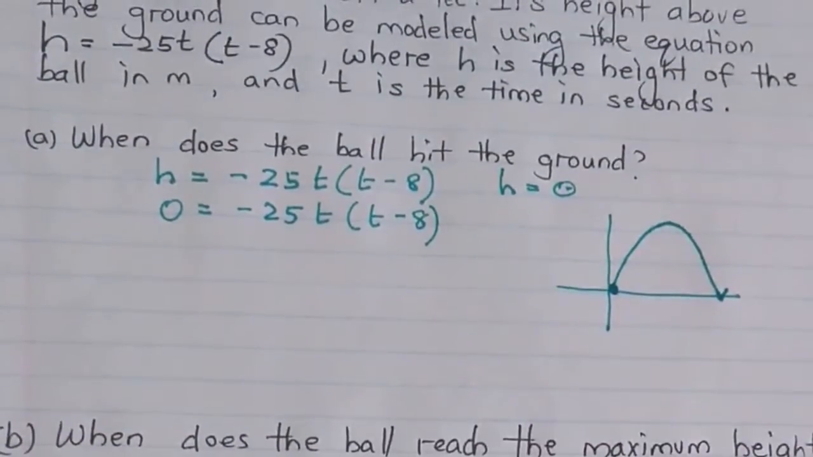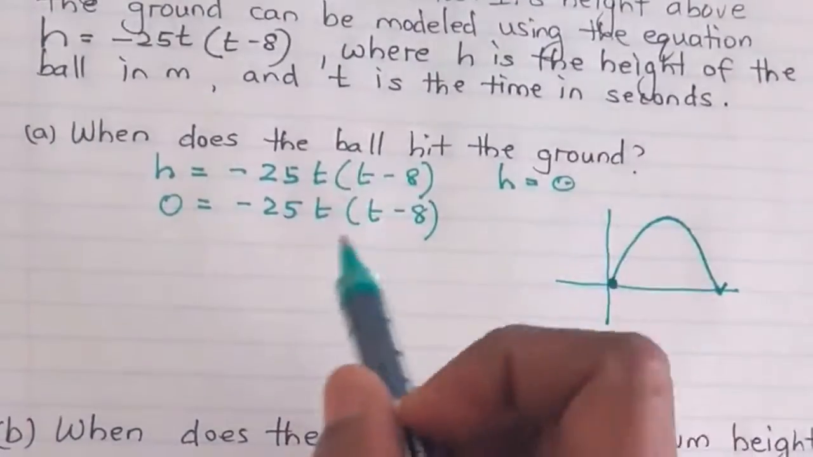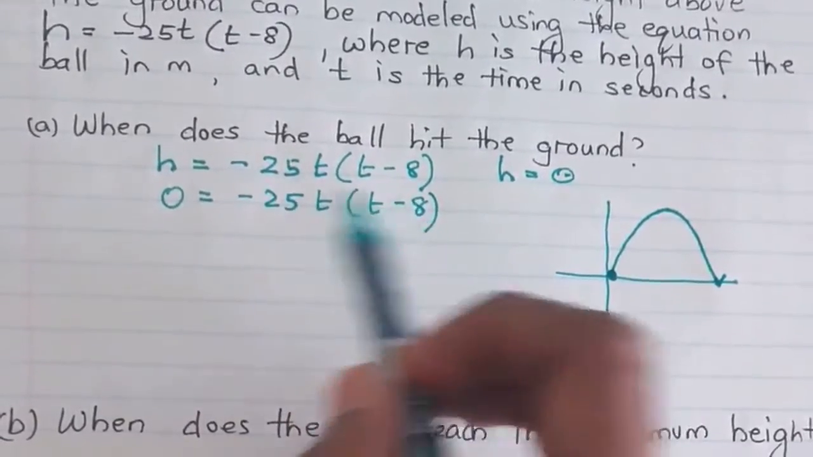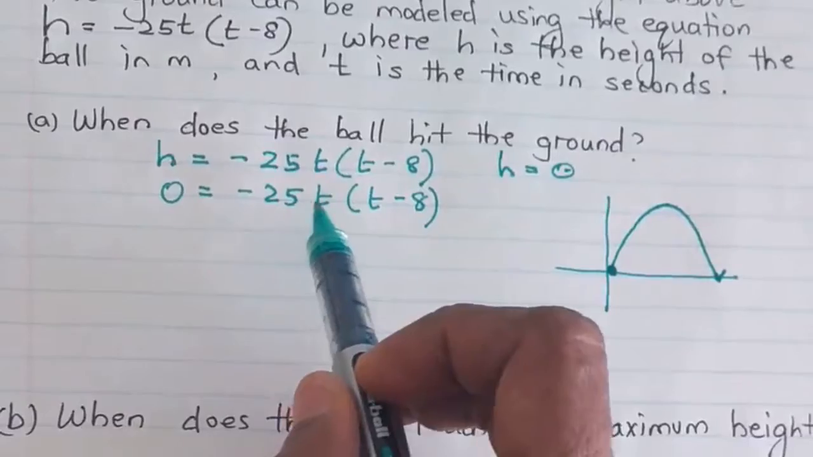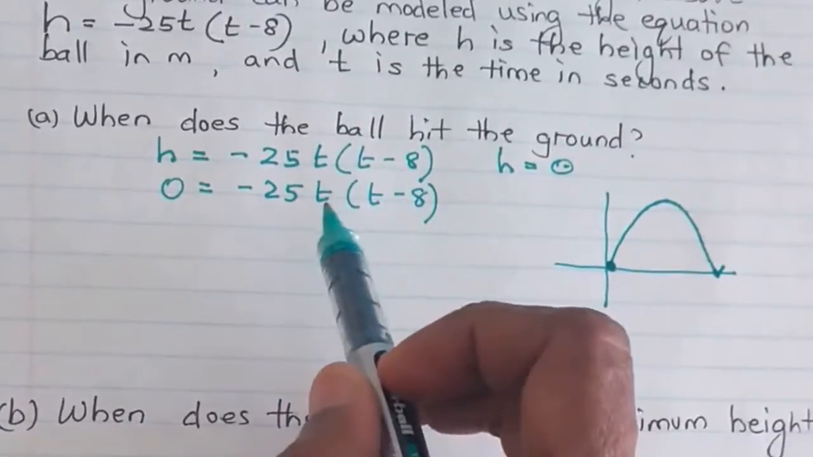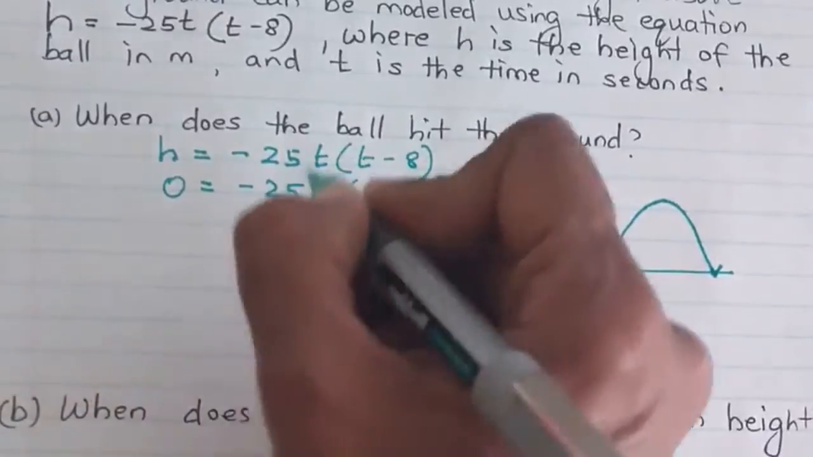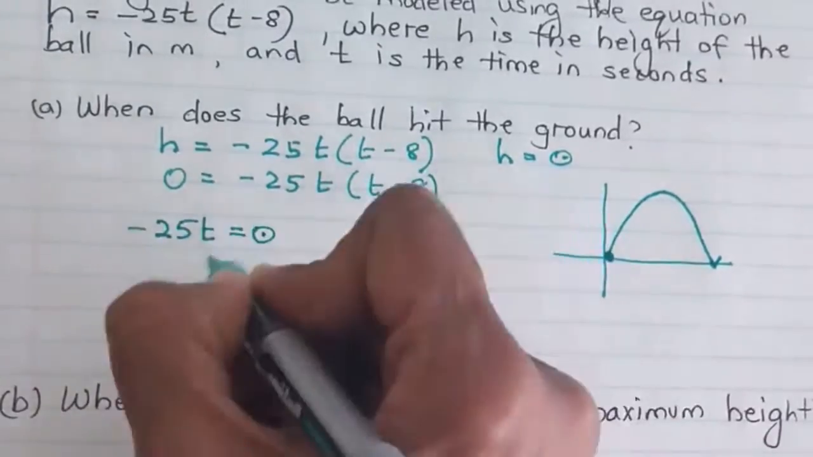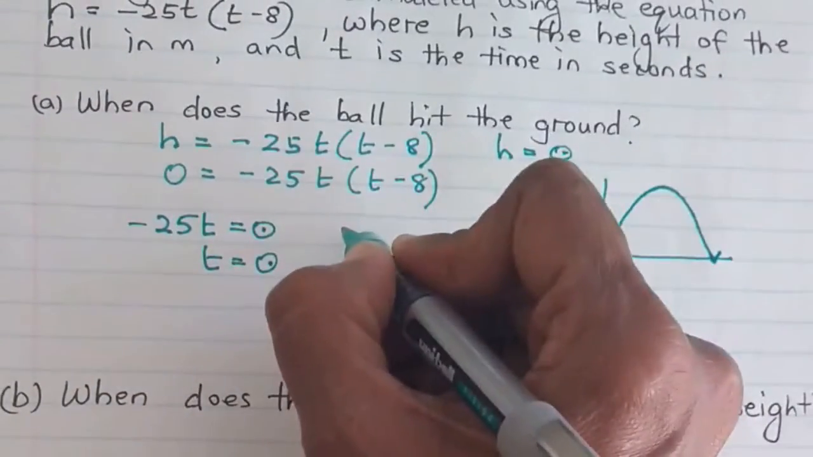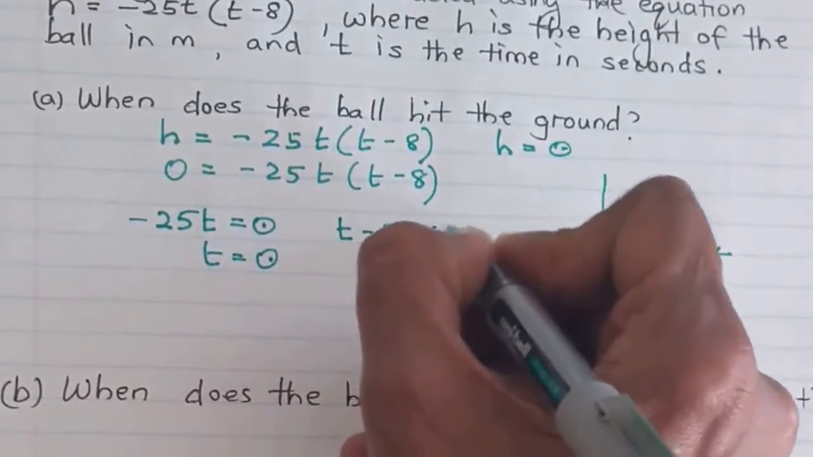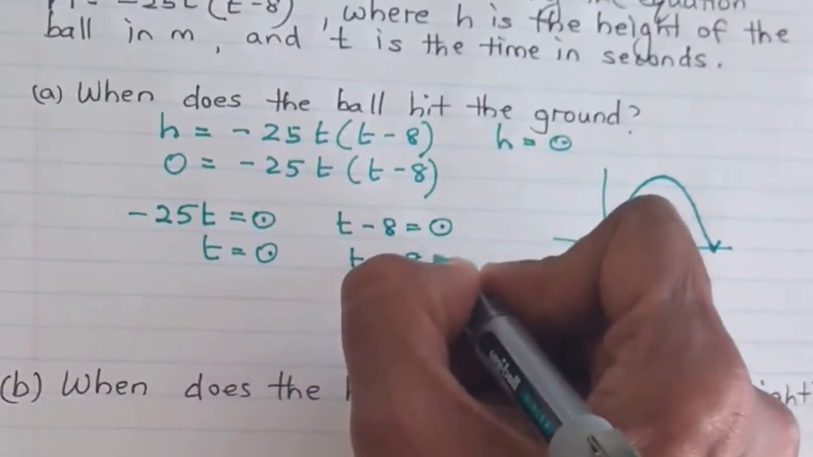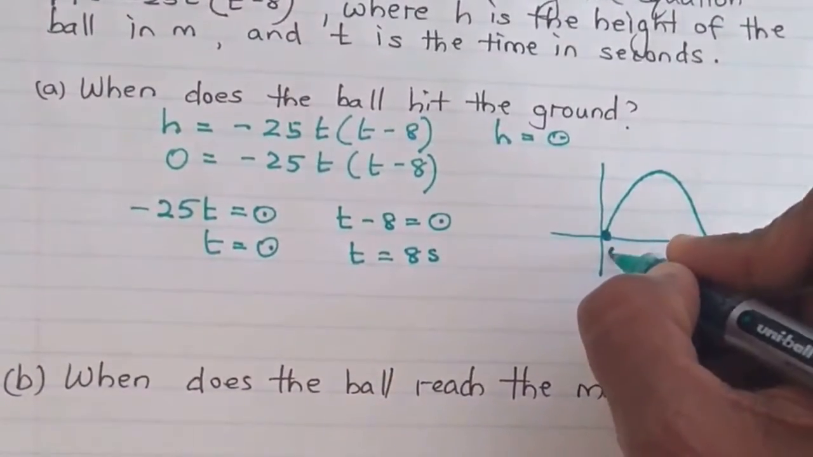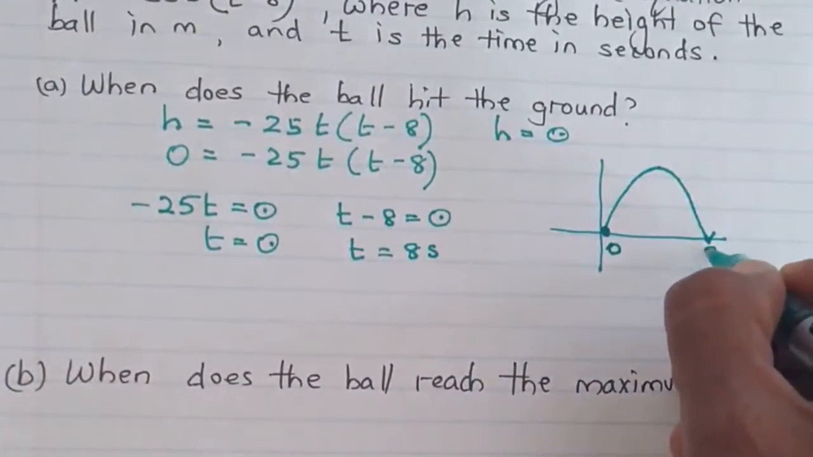To solve a quadratic equation which is in factored form, we have to know that if the product of two binomials is equal to 0, then either this or that is equal to 0. So I'm going to equate both these factors to 0. Negative 25t equals 0, so t equals 0. That's 1. And the other factor is t minus 8 equals 0, so t is going to be 8 seconds. So these are the 2 points at which the height would be 0: at time 0 and at time 8.